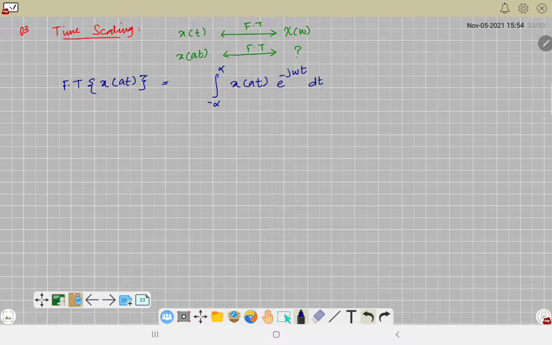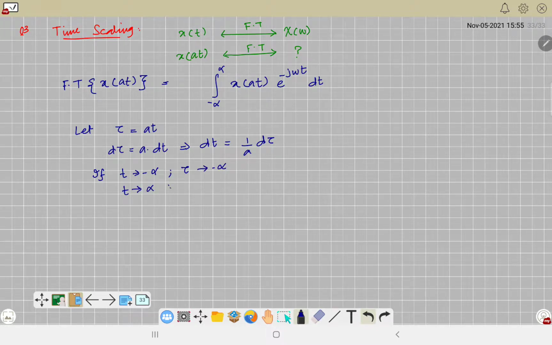And again, you can do some substitutions. If I assume that tau is equal to at, then d tau is equal to a into dt, or I can say dt is equal to 1 upon a d tau. As far as limits are concerned, they will be the same. If t tends to minus infinity, tau also tends to minus infinity, and if t tends to infinity, tau also tends to infinity.